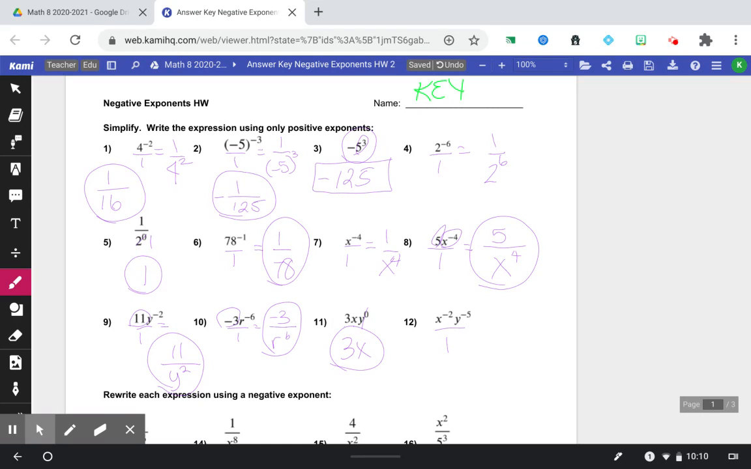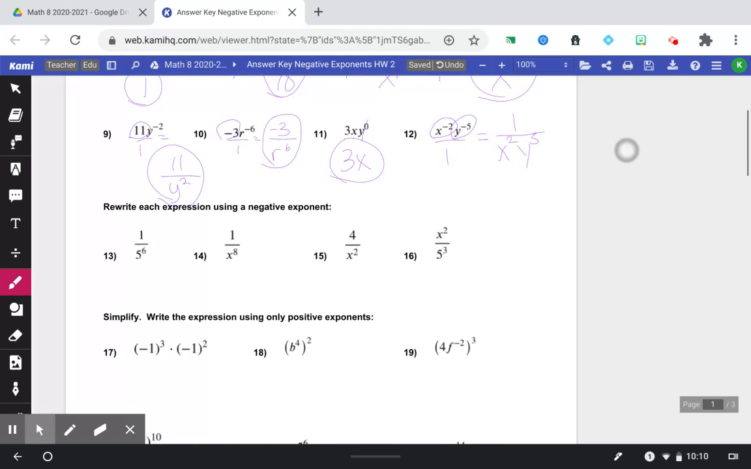Okay, number 12. All right, the x to the negative second, we're going to flip, becomes positive. Y to the negative 5th, flip, becomes positive. And then we have to put the 1 in the top. Okay. All right, second section, write each expression using a negative exponent. So we're going in the opposite direction. So if it's in the bottom with a positive exponent, we can flip it to the top and it becomes negative.